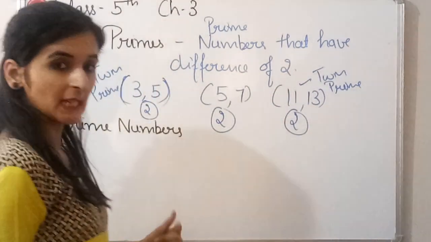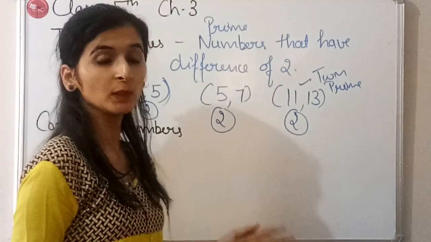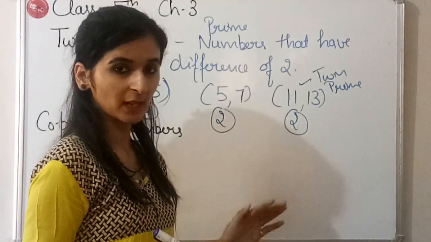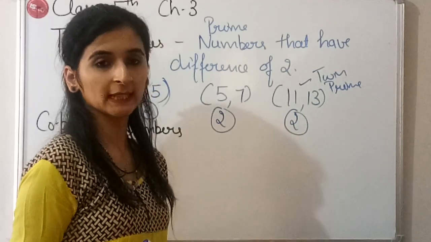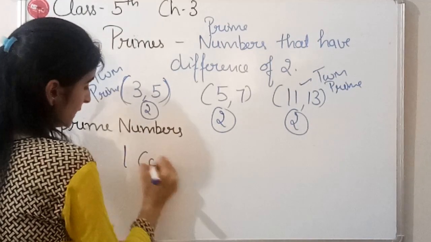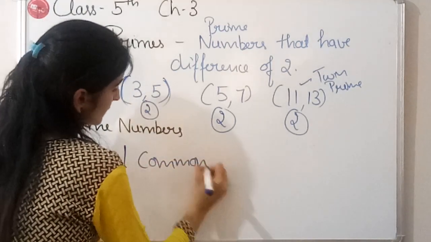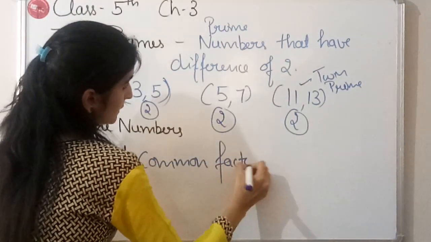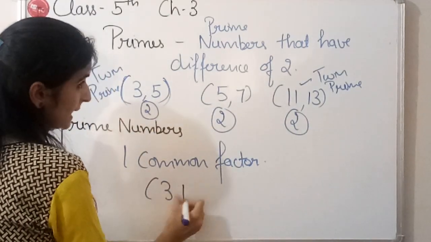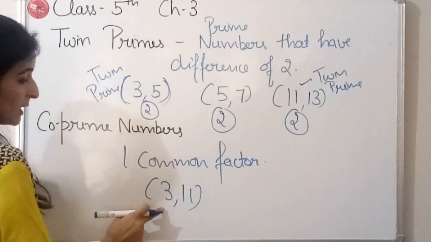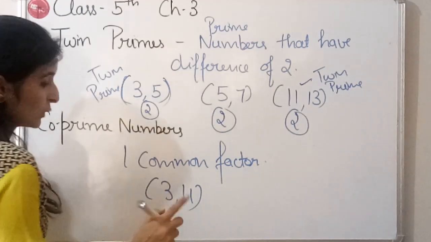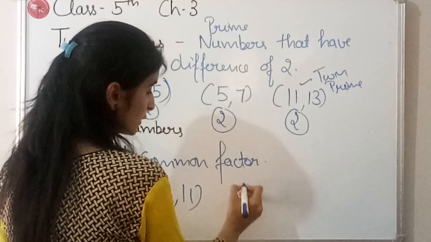Next we have co-prime numbers. Co-prime numbers are the numbers which have only one common factor, that is 1. Suppose I take one example of 3 and 11. This 3 and 11 have only one common factor. How can we find out the common factors?